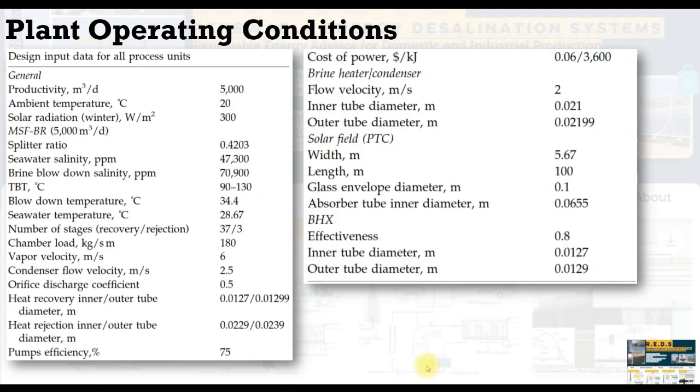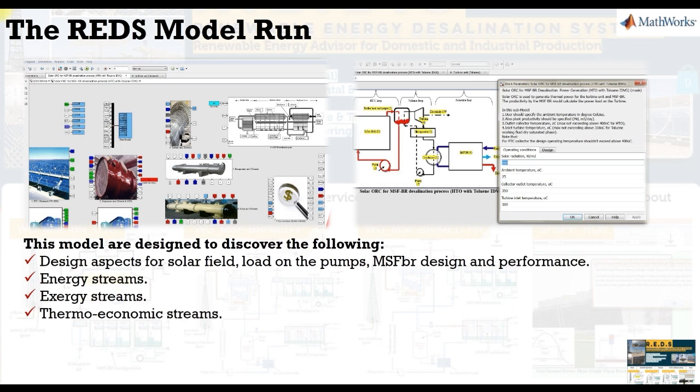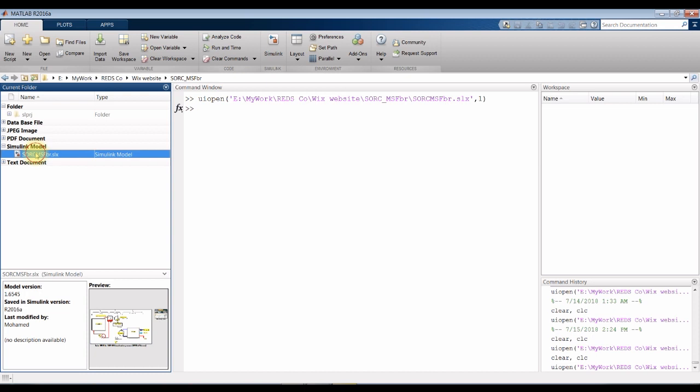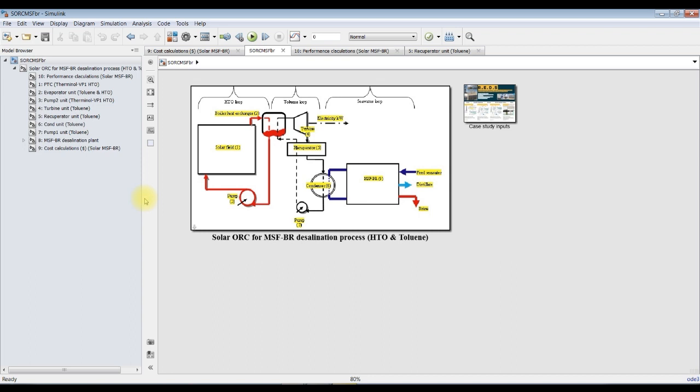Okay, for our model, we have to discover design aspects such as solar field area, pumps, and so on, energy streams, exergetic streams, and thermoeconomic streams. Go to your destination folder after you download it. Specify this and double click on this one in order to run your model. Your model should appear like this. It's okay.